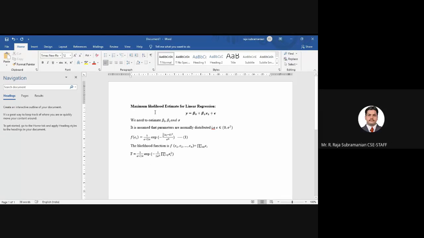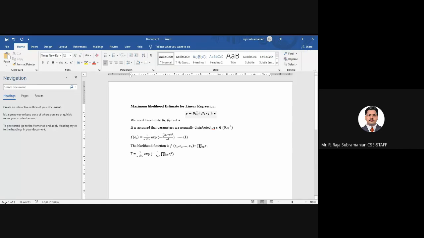Okay. So the maximum likelihood estimate. What is the initial linear regression or a normal regression formula I take? y is equal to beta naught plus beta 1 x1 plus sigma, right? So what is the sigma term? Error term, sir. Error term.